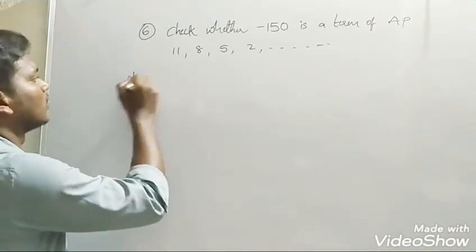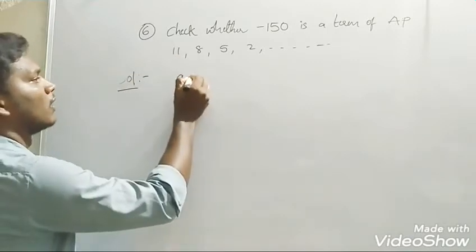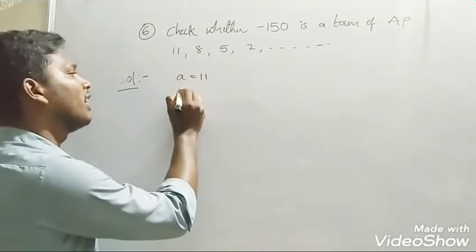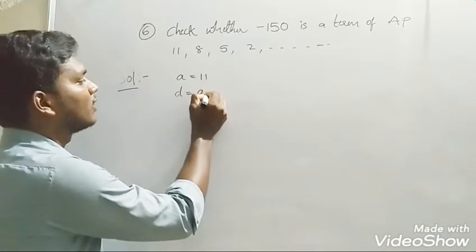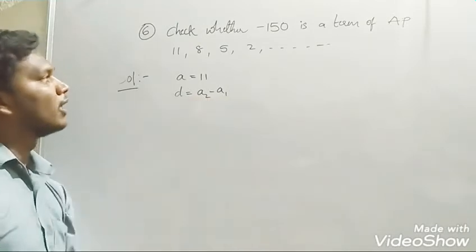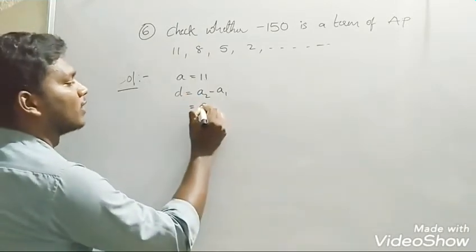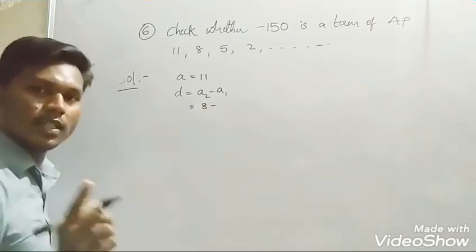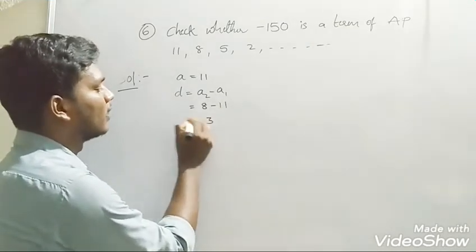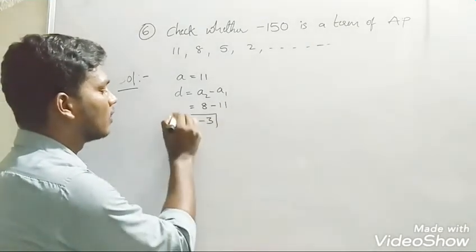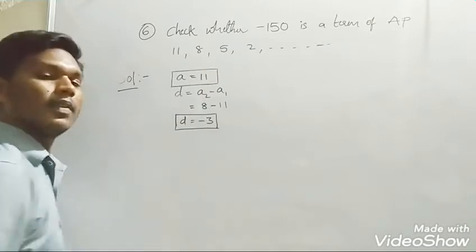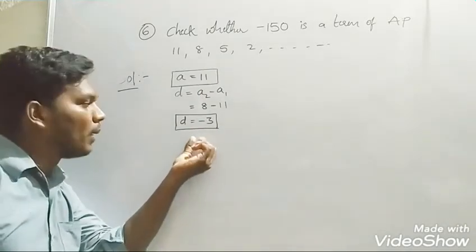Here, what is the first term? A is the first term, and the first term here is 11. So the value of A is 11. And what is the common difference? Common difference is always A2 minus A1. Here A2 is the second term, 8, minus the first term, 11. So 8 minus 11 is minus 3. So the common difference D is equal to minus 3.